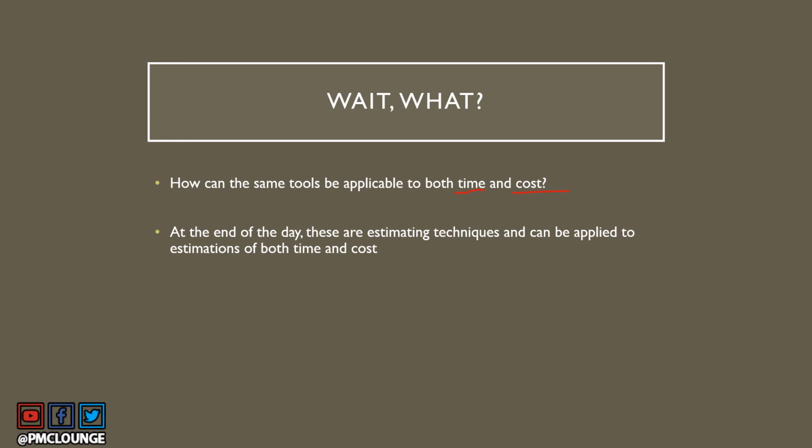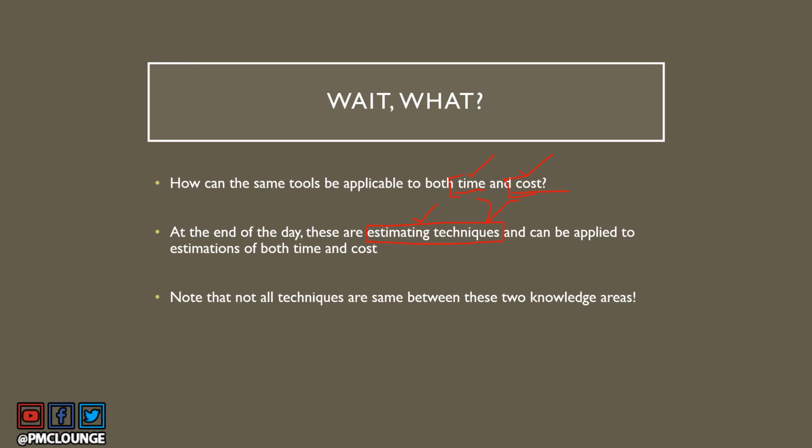The thing is, at the end of the day, the four tools and techniques that we saw in the previous slide are known as estimating techniques. And in both knowledge areas, schedule management as well as cost management, what you are essentially doing is estimating the time it will take and estimating the cost it will take. So since these four, the ones that we discussed, are estimating techniques, you can use them for both time as well as cost. Now, I'll give you one more example which is going to clarify this point further.